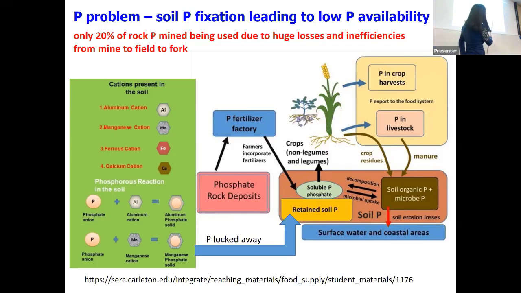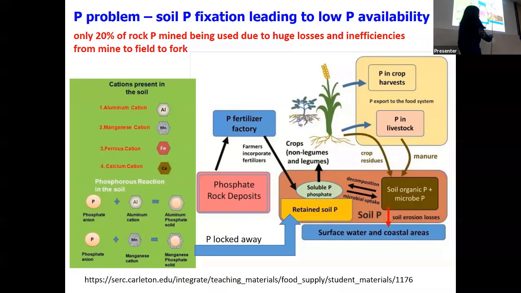When the crops are harvested or any animal products are taken away from the paddock, that part of the phosphorus will be exported to the food system. But meanwhile, any crop residues and manures, when they return to the field, become the organic phosphorus source. Of course, between those different phosphorus forms, there will be some transformation between each other.